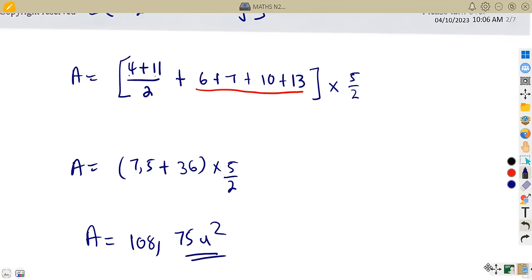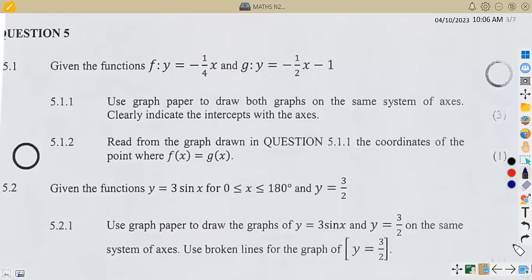In this case, let's check the other part of the question, which is now question number 5. On question number 5, we were given the functions f of x, which is this, and g of x, which is also given. Use the graph paper to draw both graphs on the same set of axes clearly. In this case, I'm not going to draw these graphs the way it was supposed to be done.